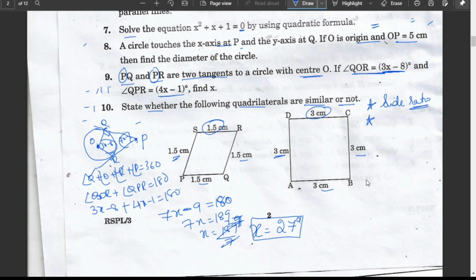But how about the angles? Angle here is 90 degrees, this is not known. So you might be thinking, all sides are equal, it can be a square, because then it can be 90 degrees. But all sides equal can even be a rhombus also. So according to the picture given over here, angles are not equal. Angles are not equal, so they are not similar.